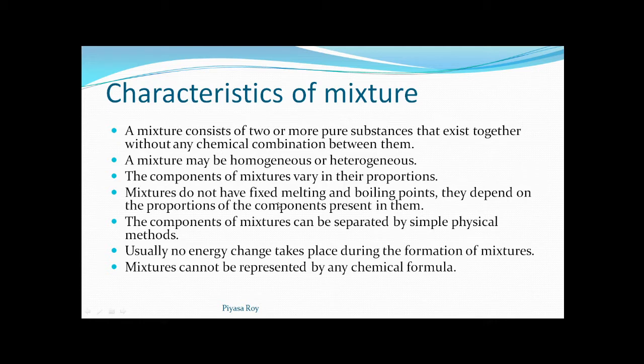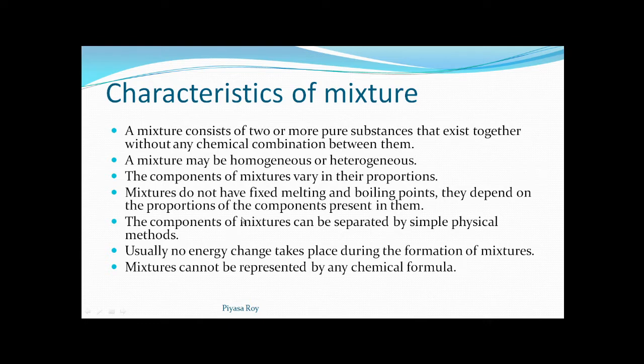Mixtures do not have fixed melting and boiling points. As the proportion is not fixed, that will depend on the proportion of the components present in them. So if we mix more sugar or more salt in water, then its boiling point will increase. The boiling point of the mixture will increase, so it will depend on the proportion or the concentration of the solution.